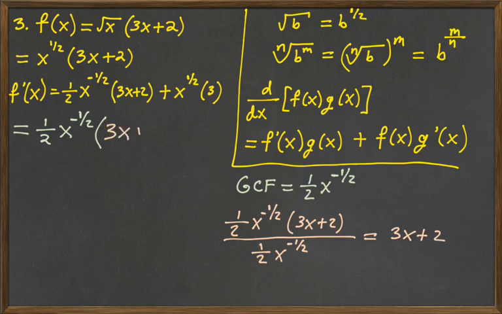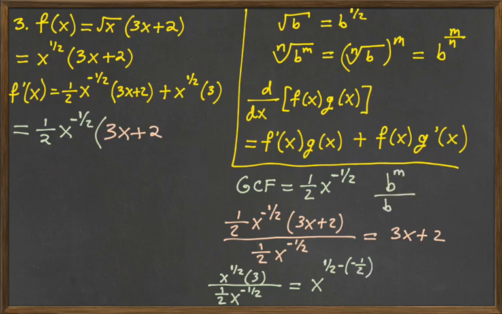Okay, and then we're going to take the other term, the x to the 1/2 times 3, divide that by the GCF. Okay, so that's going to be x to the 1/2 minus negative 1/2. Now the exponent rule there is if you have b to the m divided by b to the n, dividing like bases, you're going to subtract the exponent, so b to the m minus n. So that's where we get x to the 1/2 minus negative 1/2.